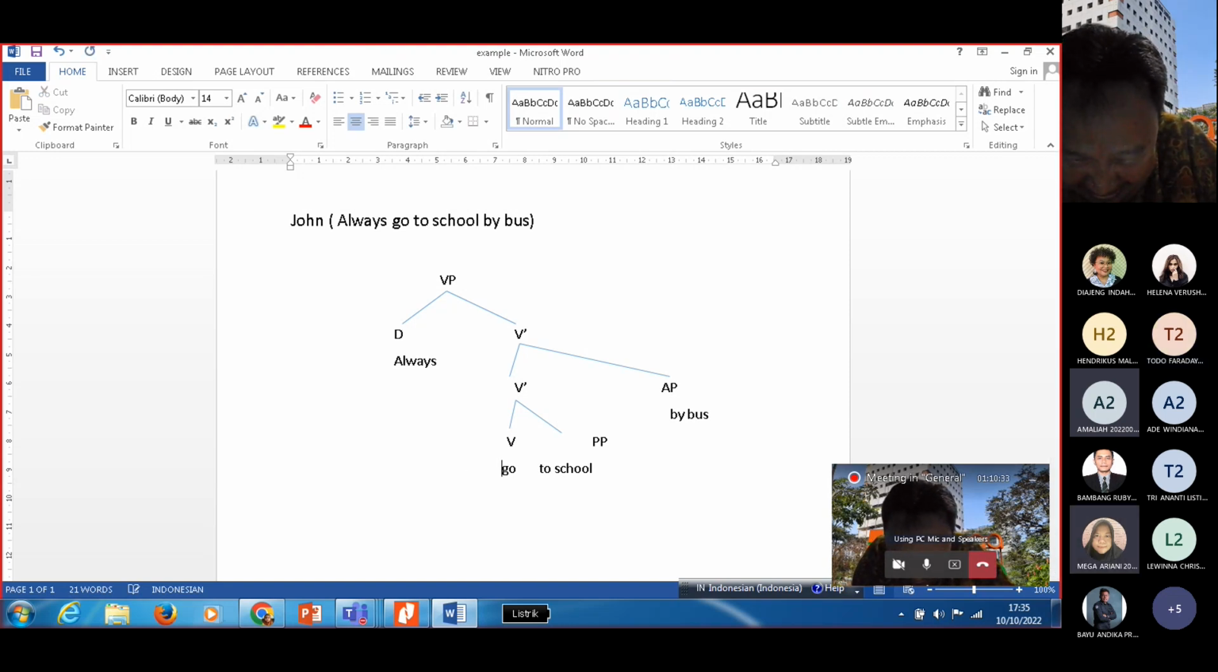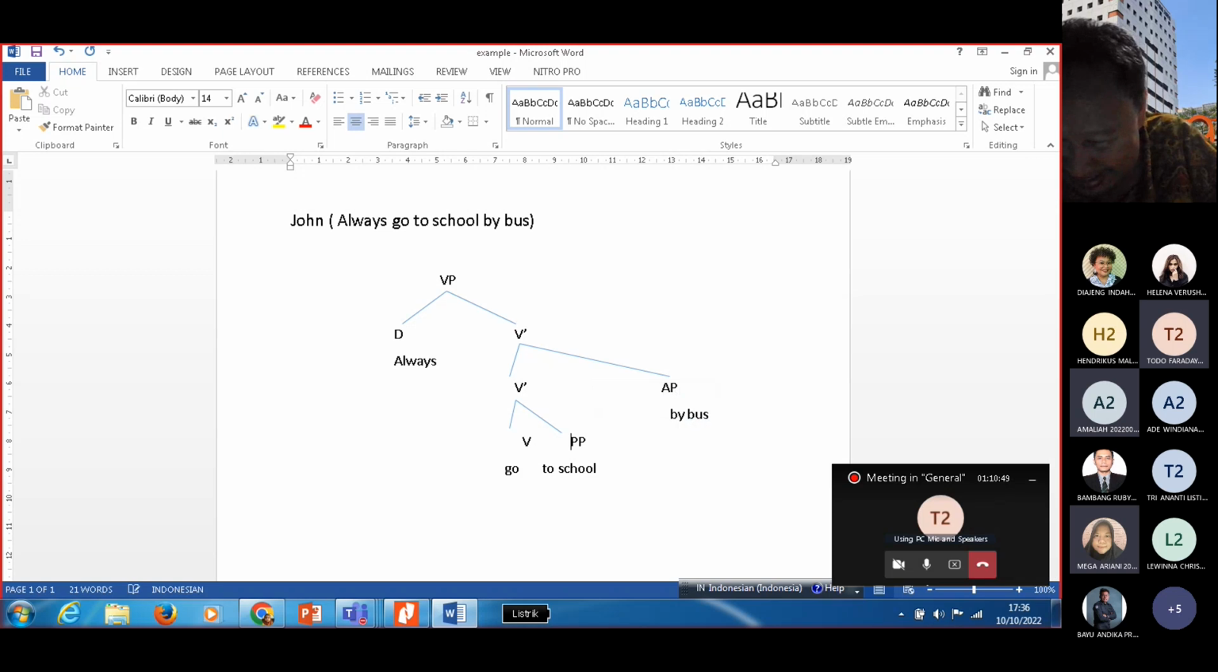Okay, sir. Wait a second. Can you scroll down? Oh my God, this is hard. If only there were software that could help us draw syntax trees. Sir, may we use hand-writing instead?